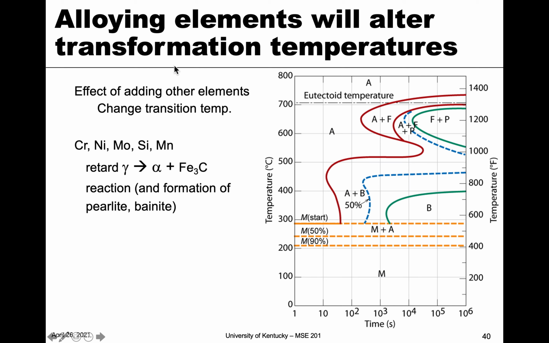So a lot of times alloying elements will be there to increase the prevalence of martensite, make it easier to form martensite because we can avoid forming these, since we've slowed down those reaction rates. And so that's what elements like this will do to a reaction. So you're going to get a different transformation diagram here because of these elements affecting the reaction rates of the different phase transformations that we've just seen.